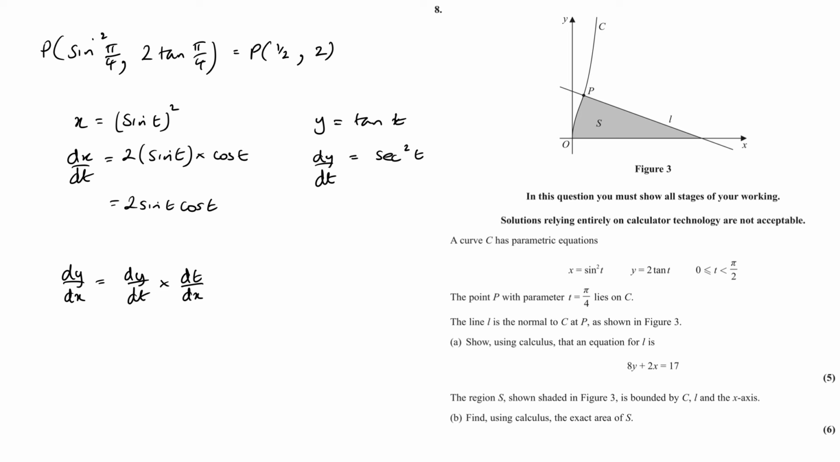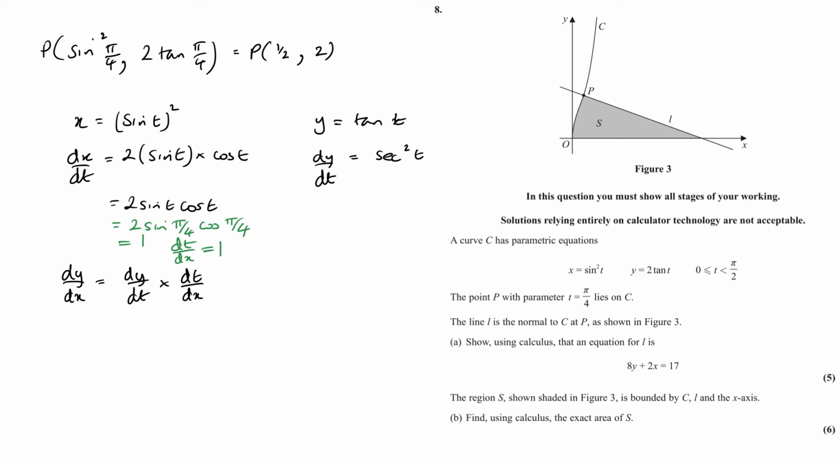So I'll do that in green there. So 2 sine pi by 4 cos pi by 4, and that is just 1. And that also means that when we flip it, dt by dx, which is what we really want, is also 1, isn't it? So 1 over 1 is just 1.